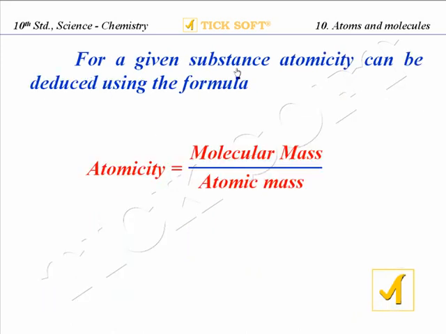For a given substance, atomicity can be deduced using the formula: atomicity equals molecular mass divided by atomic mass. For example, oxygen, O2. Its atomic mass is 16, and since it is a diatomic molecule, its molecular mass is 16 × 2 = 32. So the molecular mass of oxygen, 32, divided by the atomic mass of oxygen, 16, equals 2. So the atomicity of oxygen is 2. Atomicity can be calculated using this relation: atomicity equals molecular mass divided by atomic mass.